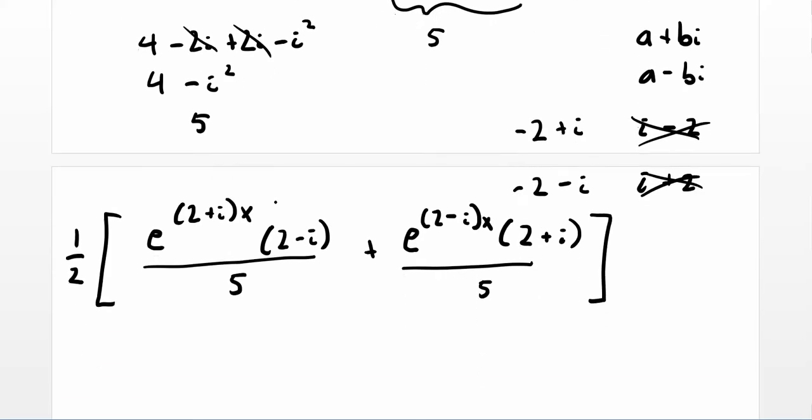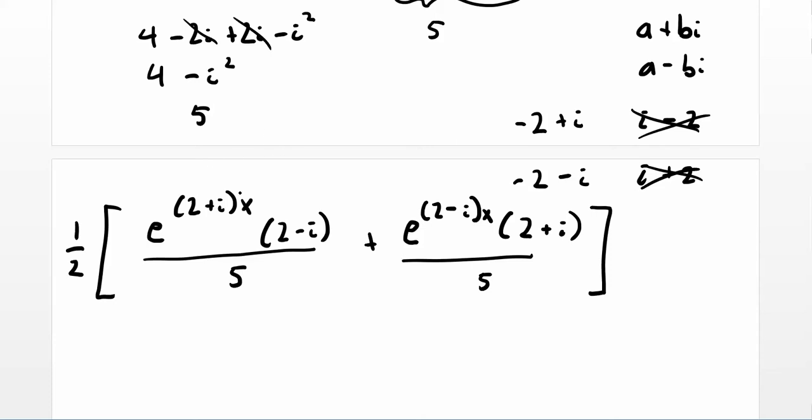Okay, so this is my problem so far. Now I'm going to pull this 5 out because it's in both, so I'm going to factor that out. I'm going to get 1 over 10 on the outside, just to get rid of fractions because I hate fractions. Now on the top, I'm going to distribute this exponential term to the 2 and to the negative i.